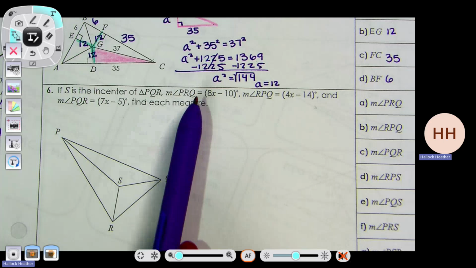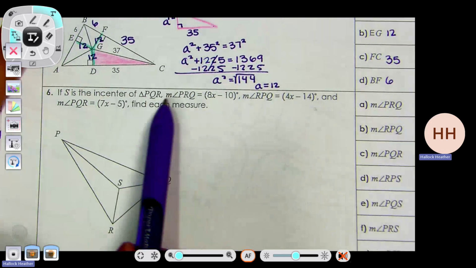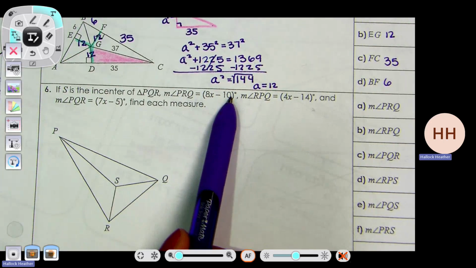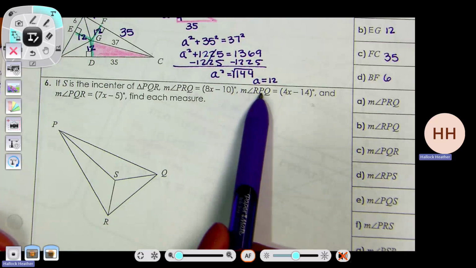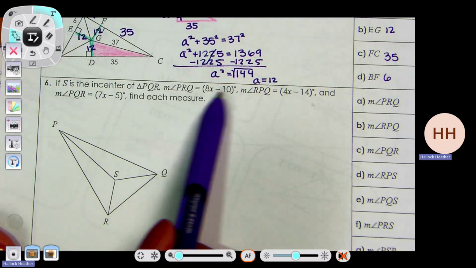Now we're talking about angles. So we're talking about the insides because it's the angles. So it says the measure of angle PQR is 8x minus 10. That's why it's got the little degree, because we're talking about degrees on the inside of the triangle. RPQ is this much, and that is this much. Find each measure. So first thing we gotta do is put the stuff on the picture.